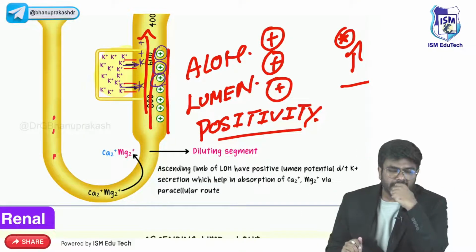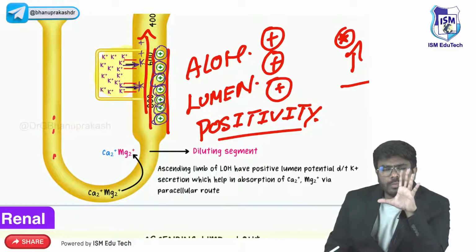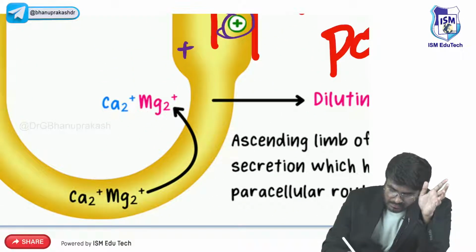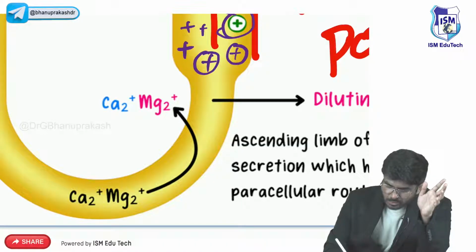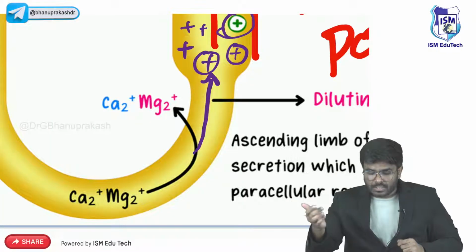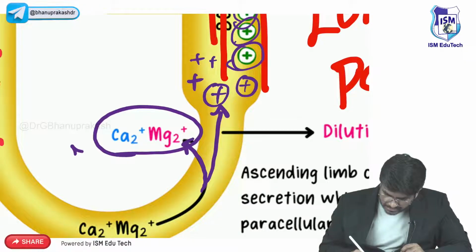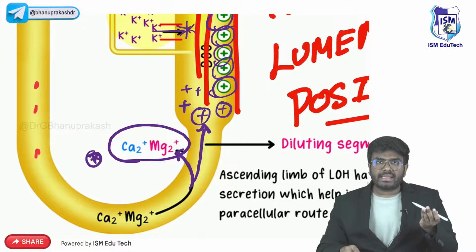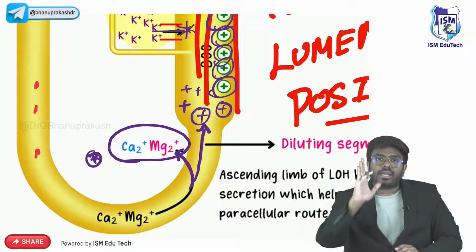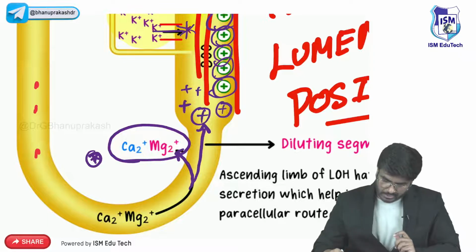Next MCQ that will come is, sir, what is the importance of this positivity? The luminal positivity in the ascending limb of loop of Henle helps in, see, here everywhere positivity is there, right? Because of this positivity, the calcium and magnesium cannot escape into the urine. So this luminal positivity helps in reabsorption of calcium and magnesium. These are divalent cations, calcium and magnesium, having positive charge. So they cannot enter the ascending limb of loop of Henle because more luminal positivity is there.